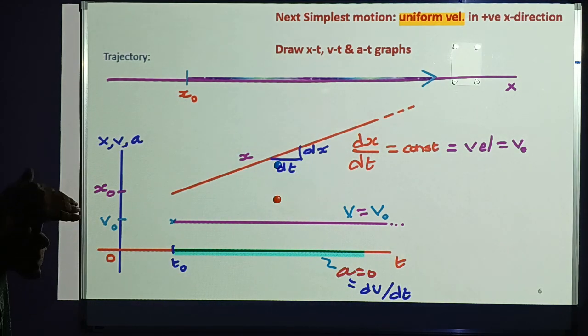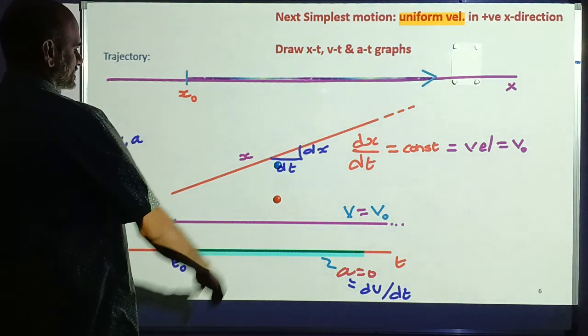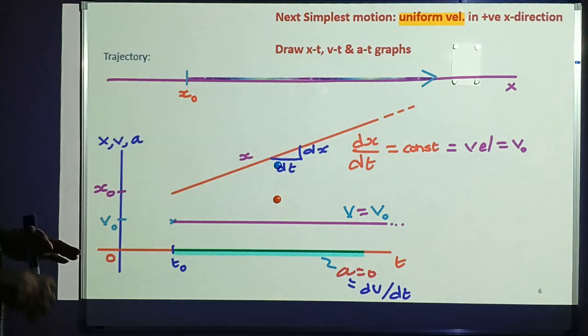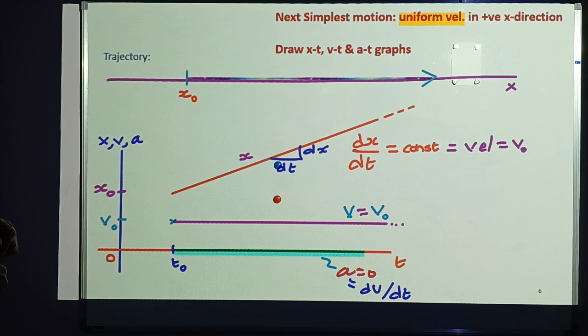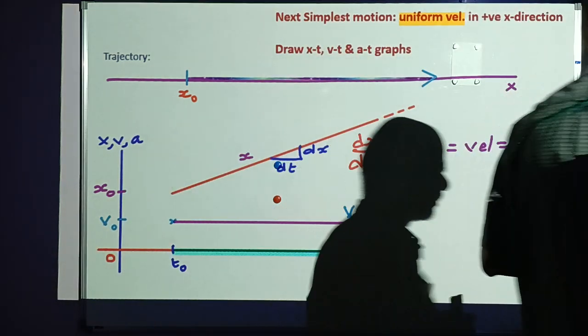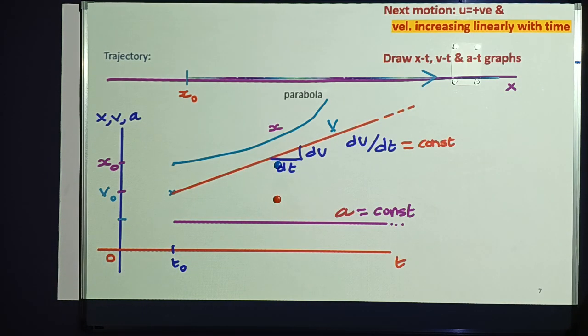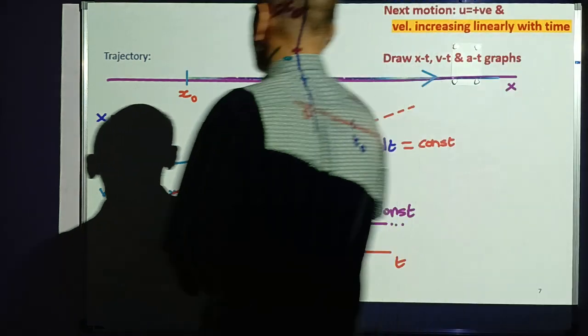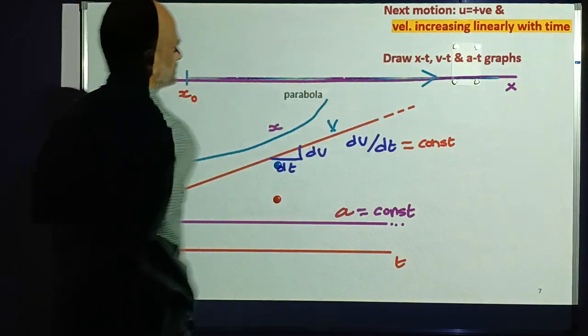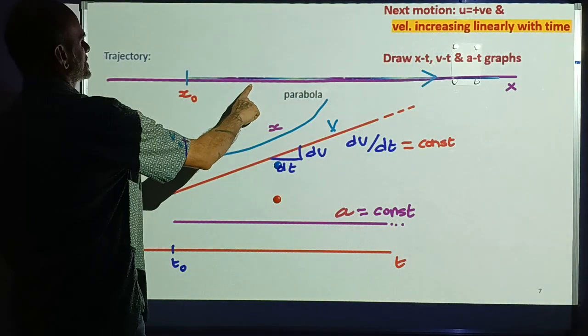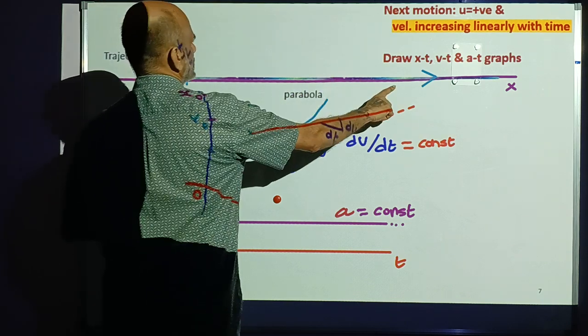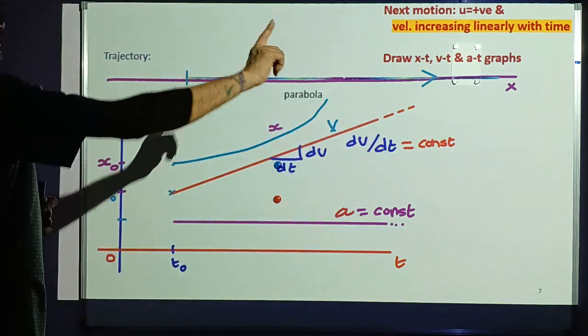Acceleration is how fast the velocity is changing. Velocity is not changing, so acceleration is 0. So for this simple motion, xt, vt and at curves are like this. Next, we will try to complicate this motion a little bit. We'll make the body move along the x-axis but with increasing speed. So here it is at 20 km per hour, here 30 km per hour, here 60 km per hour, like that. So velocity is increasing.